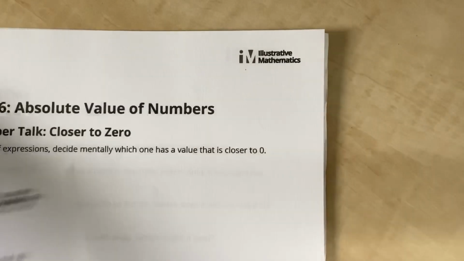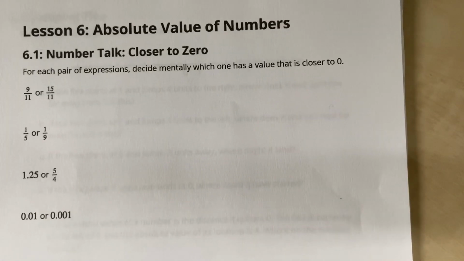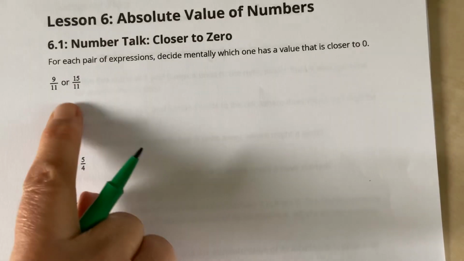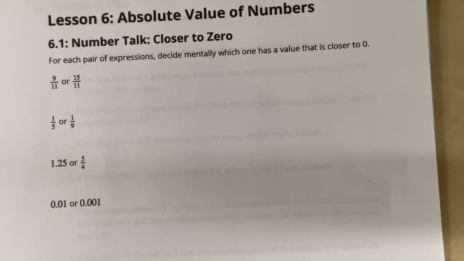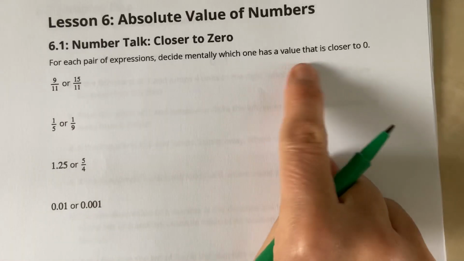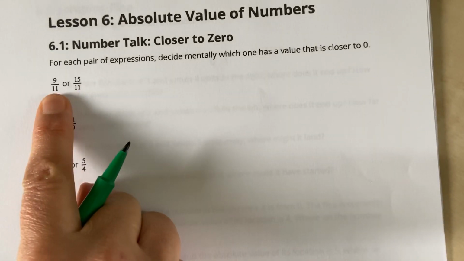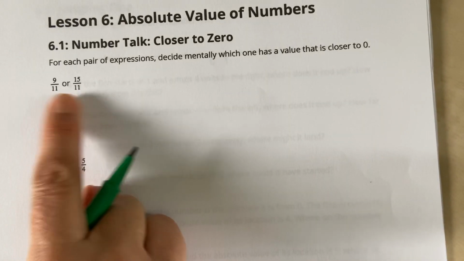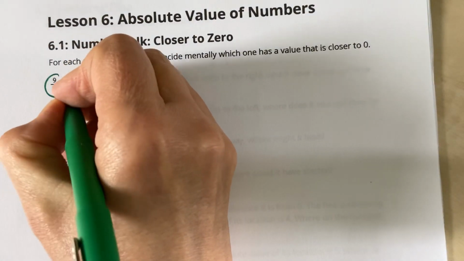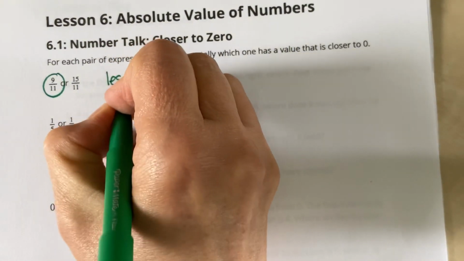All right, well, that was yesterday's. So here, we're going to be talking about absolute value. This is not going to be a long lesson, I don't think, because it shouldn't take us that long. All right, so what it's asking you to do is, in your head, decide what's closer to 0, 9/11ths or 15/11ths, less than 1, greater than 1. So this would be closer to 0 because it's less than 1, right?